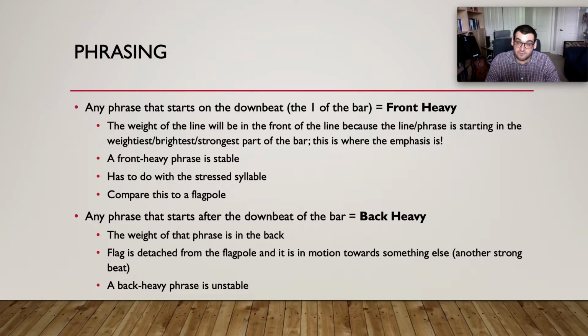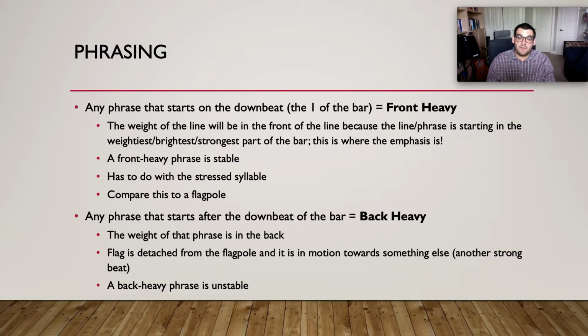Okay, front heavy phrases, the weight of the line is in the front because the phrase is starting at the weightiest, the strongest part of our bar. Because remember, the stress syllables happen on beat 1 and 3. Beat 1, the beginning of our bar. And front heavy phrases are stable because they happen right at the beginning. They happen where they should be.